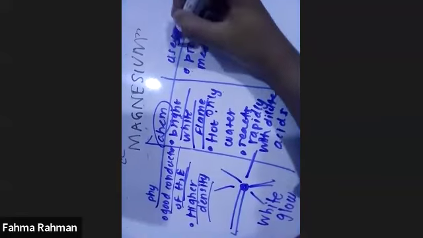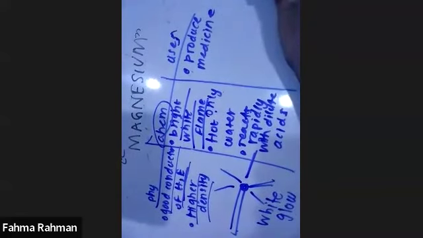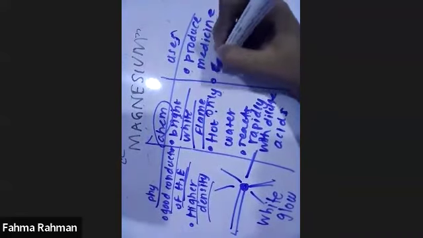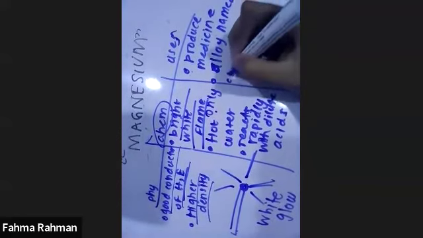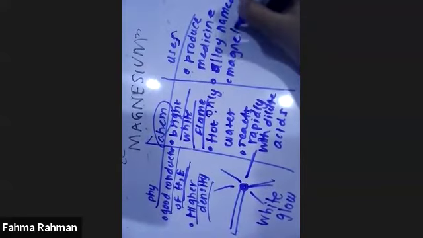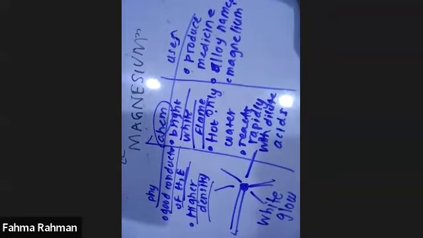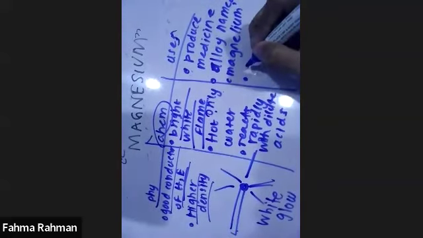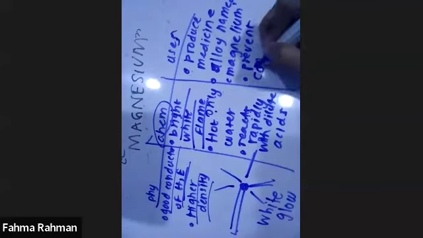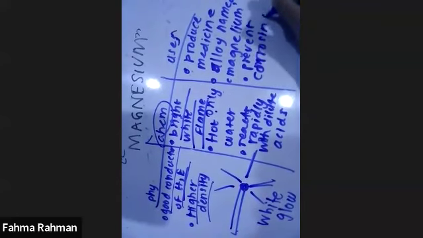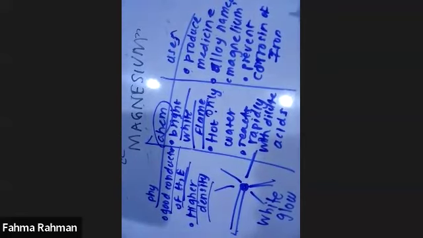So the uses of magnesium is producing medicine and producing an alloy named magnalium, which is the combination of magnesium plus aluminium. And then it is used as a metal to prevent corrosion. To prevent corrosion of iron. These are the uses of magnesium.